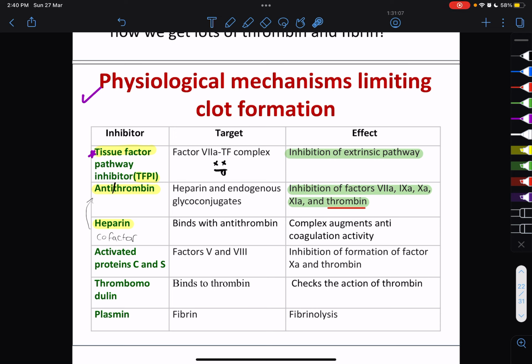There is one protein which is called thrombomodulin. It is an endothelial protein, on the endothelium of the blood vessel. And that binds to the thrombin. When more thrombin is formed, it will catch and hold thrombin so that the process of clotting cannot go on for a long time. So thrombomodulin, plasmin, fibrin.